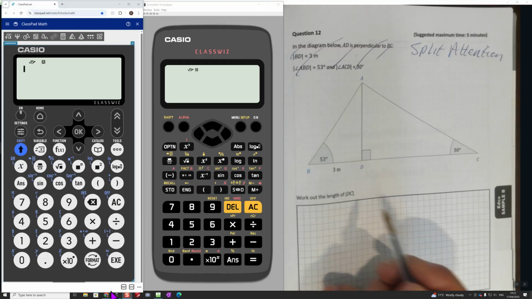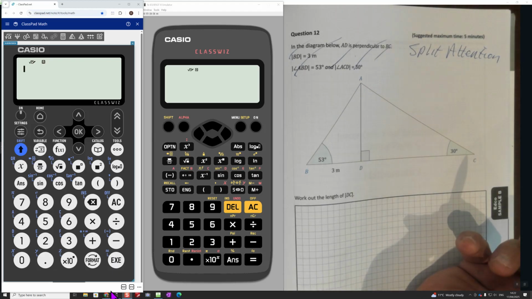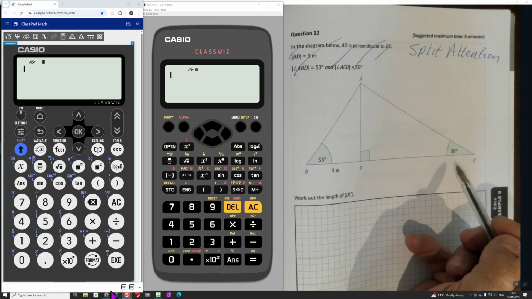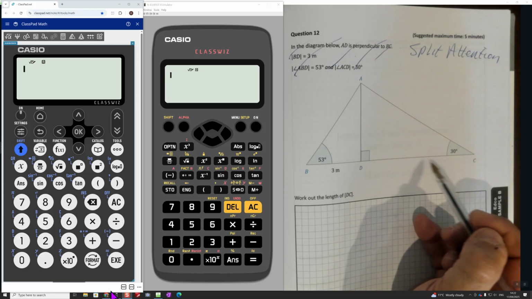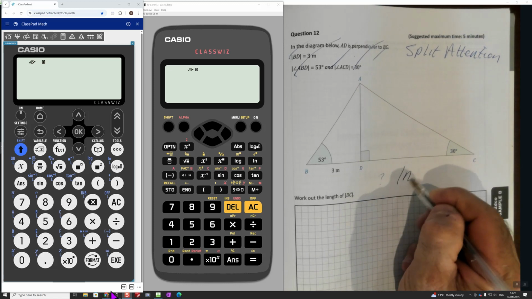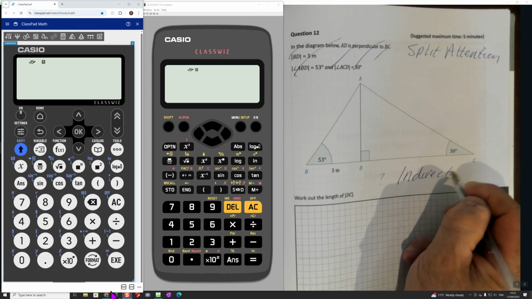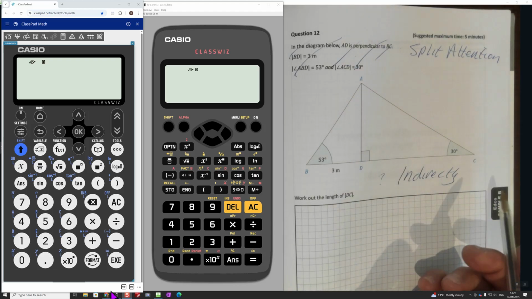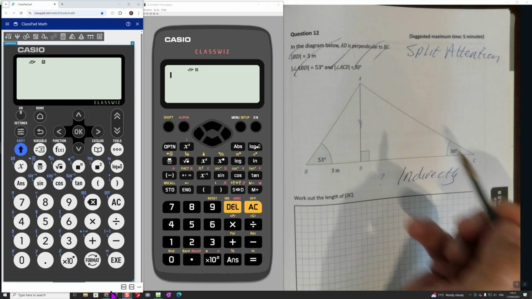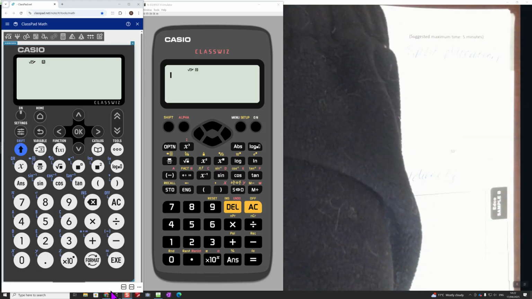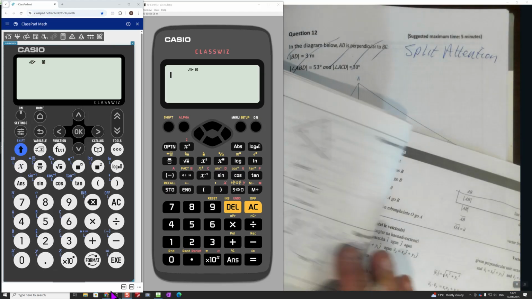Work out the length of DC. So we need to find DC. It's here. Now I know from looking at this that we cannot do this directly. Okay? So we must do it indirectly. Just because we cannot readily go and calculate DC does not mean we give up. We agree that if we could find some other value like this one, then we can proceed using the formulas from page 60.